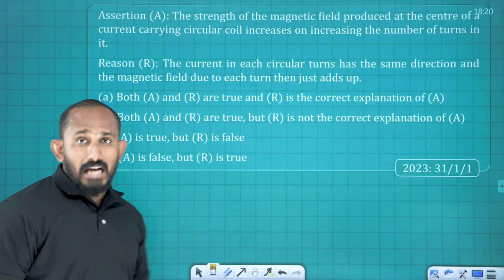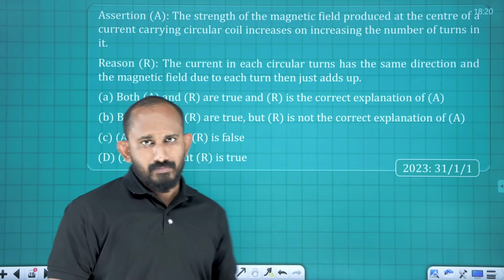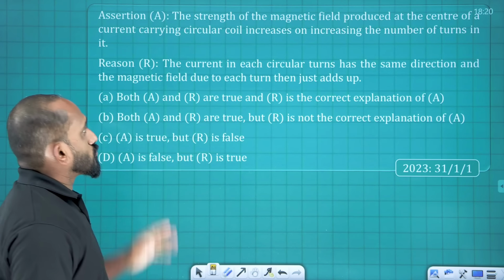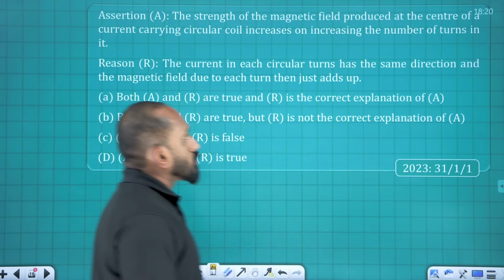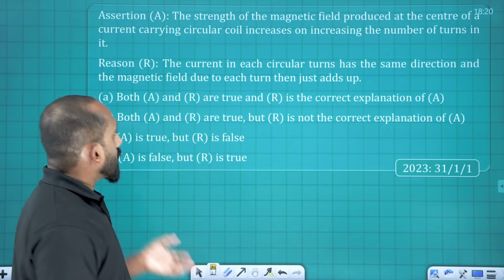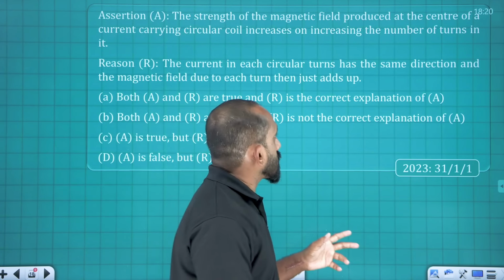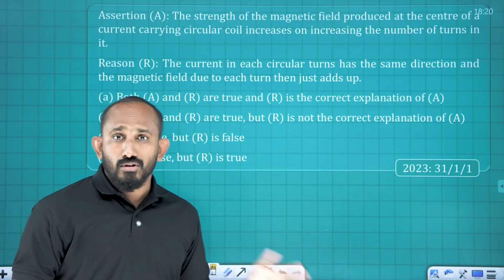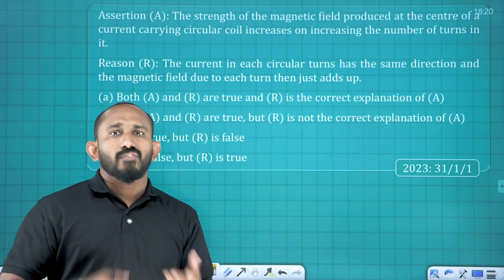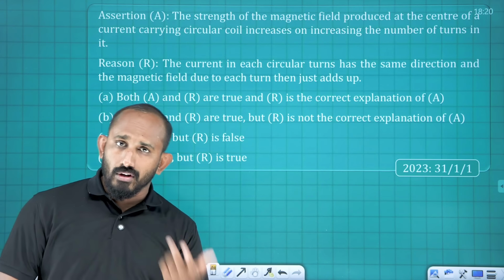Here is the next question, assertion and reasoning type. In this chapter, there are many questions like that. Let's go through it. Assertion: the strength of the magnetic field produced at the center of a current carrying circular coil increases on increasing the number of turns in it. Yeah, sure, the assertion is correct. So on a circular coil, what is the benefit? If you increase the number of turns, the magnetic field also increases.